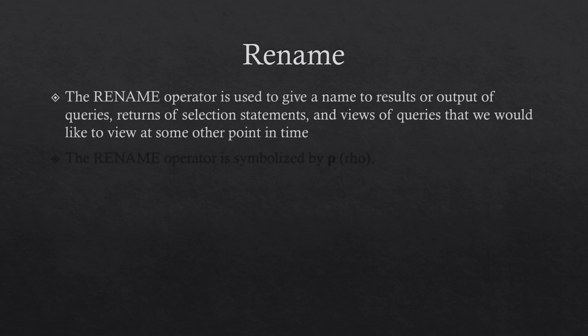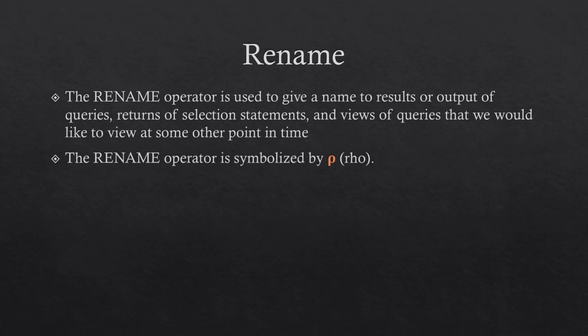The rename operator is used to give a name to results or output of queries, returns of selection statements, and views of queries that we would like to view at some other point in time. The rename operator is symbolized by rho.